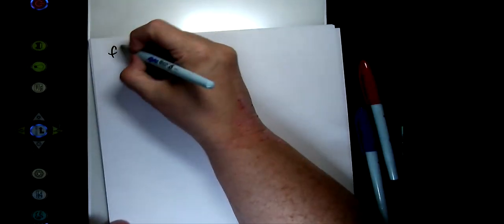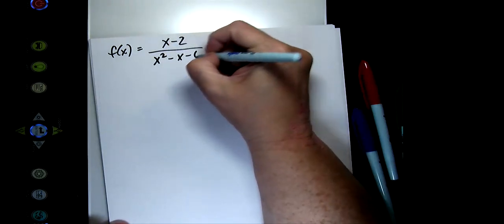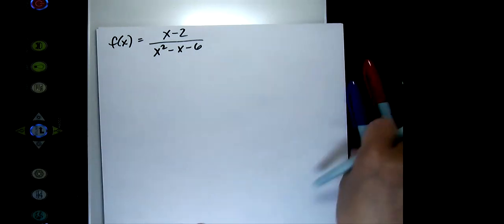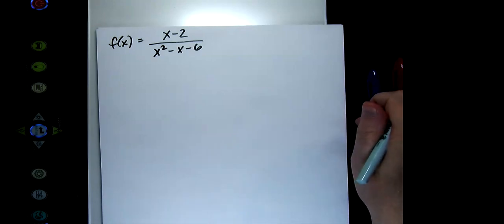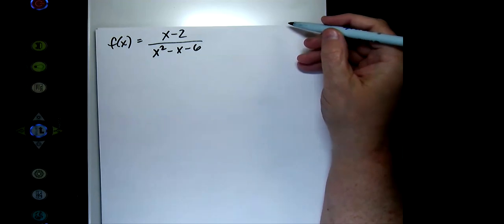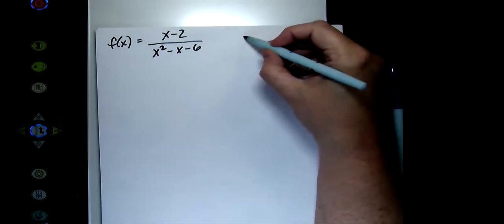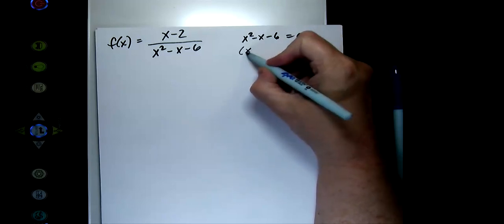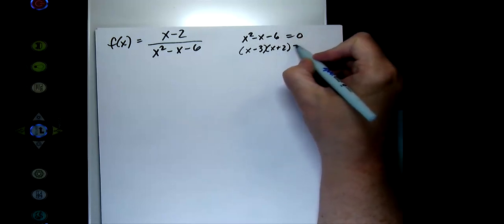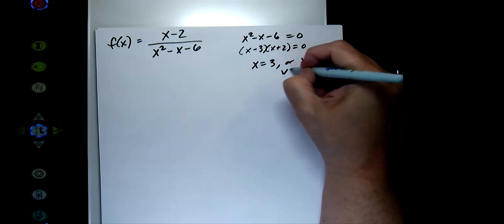Let's take a look at f of x equals x minus 2 over x squared minus x minus 6. Now you're waving to somebody else. Oh, thanks. I got a wave. All right, so if we set the bottom equal to zero, we can find our asymptotes. This is x minus 3 and x plus 2. So x equals 3 or x equals negative 2. Those are my vertical asymptotes.